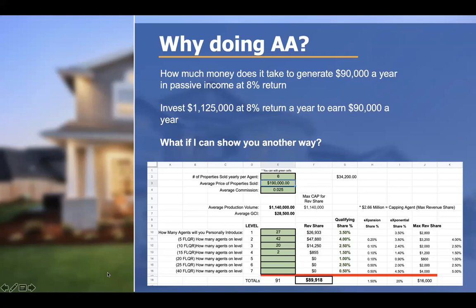Basically, you can calculate the number when you do revenue share. So let's make it a 5-year plan. If you attract 27 agents, and those 27 agents attract another 42 agents on your second level, and those 42 agents attract another 20, you would have 91 people total in the group. And your revenue share, after you calculate the number, would be close to $90,000.